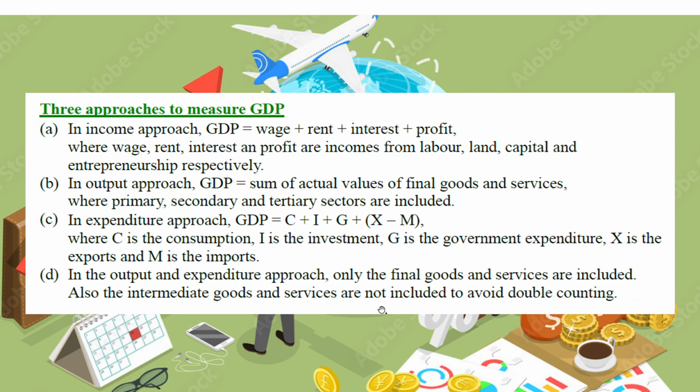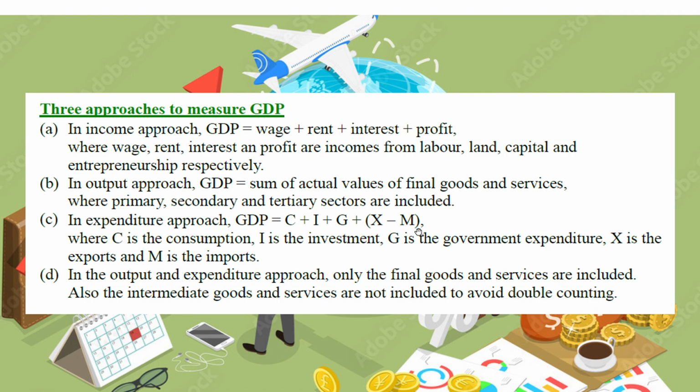So still three approaches. In the income approach, GDP is wages plus rent plus interest plus profit. It's the same, but within the country. In the output approach, GDP is the sum of the actual value of final goods and services. It can be primary, secondary, or tertiary sectors. In the expenditure approach, GDP is C plus I plus G plus X minus M: consumption, investment, government spending, exports minus imports.